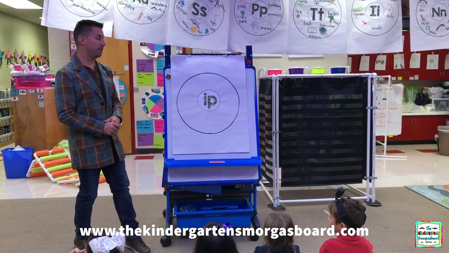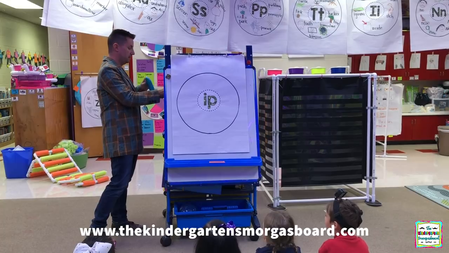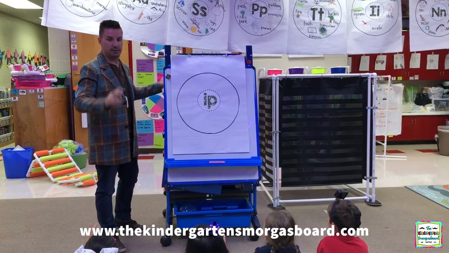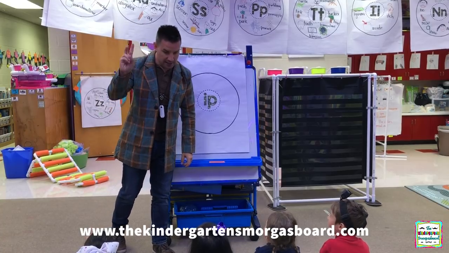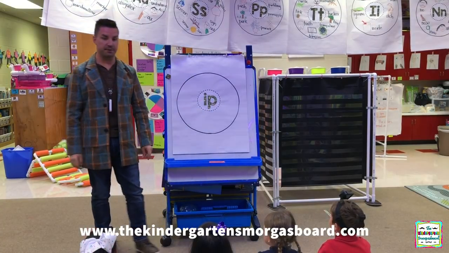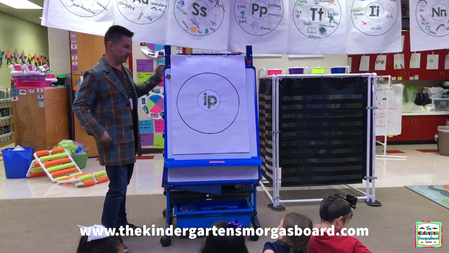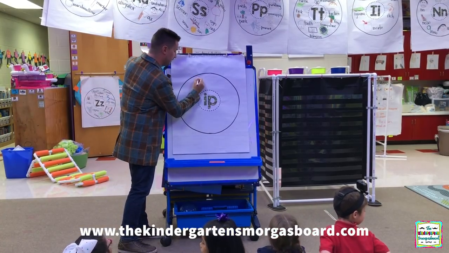Everybody say hip. Hip. Let's say the sounds in hip. Ip. Again. Ip. Does it go on a circle map? Yes. All right, everybody touch your hip. Very good. All right, here we go.